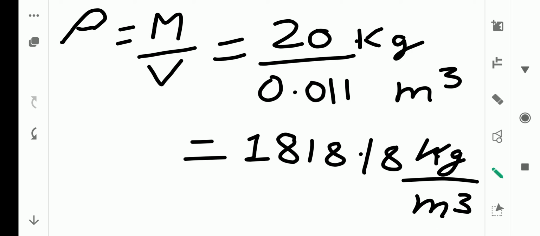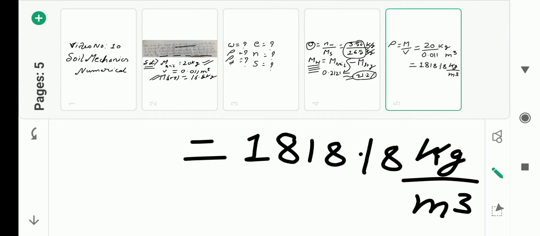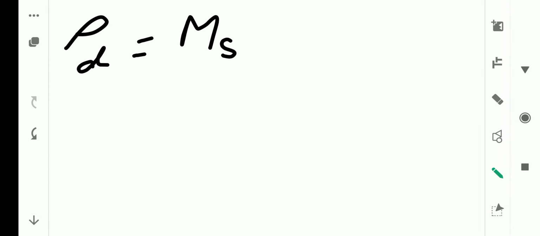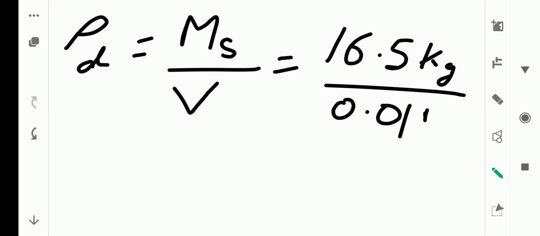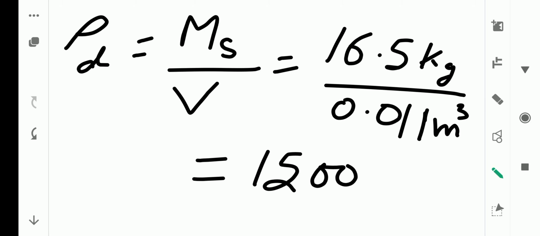Correct. Now after density, let us try to find out dry density. What is dry density? Dry density is mass of solids divided by total volume. We already know that mass of dry soil or mass of solids is 16.5 kg and the volume is 0.011 meter cube. Hence dry density, after using calculator, you will find that it is 1500 kg per meter cube.